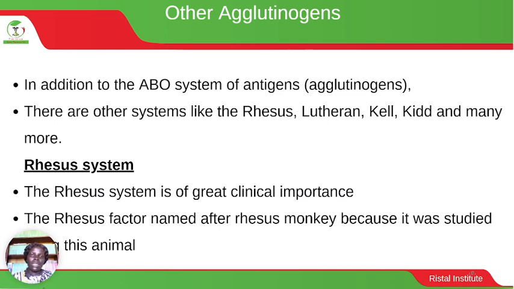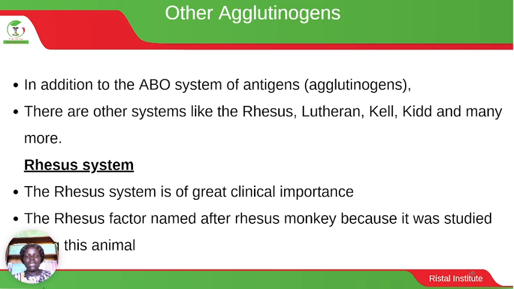So let us look at other agglutinogens. In addition to the ABO system of antigens or agglutinogens, there are other systems like the rhesus, the Lutheran, KEL, KID, and many more. Amongst these, the most important we are considering are the ABO and the rhesus system. So let us look at the rhesus system. We have already looked at the ABO.